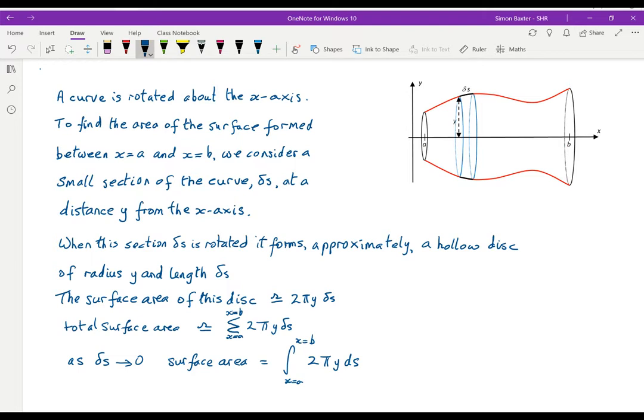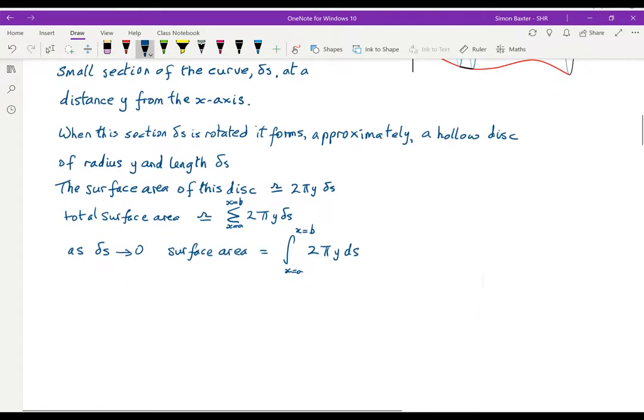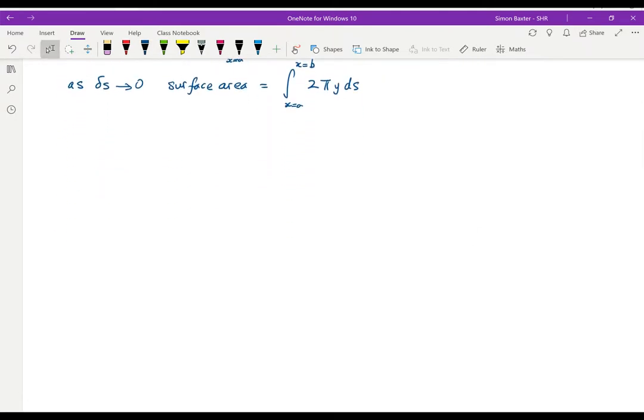Well, let's look at the Cartesian case first. So for a Cartesian equation, the area is still the integral of 2 pi y ds, but in this case we want to do ds by dx dx.